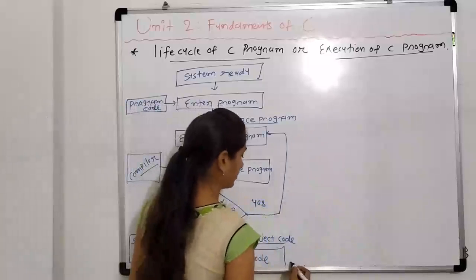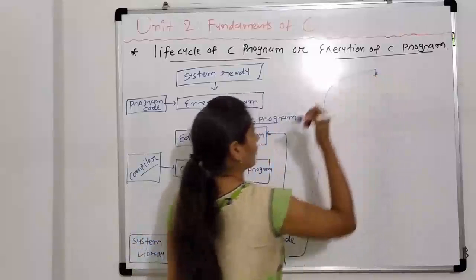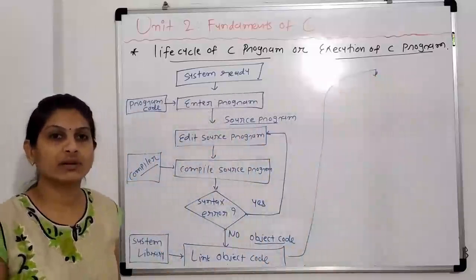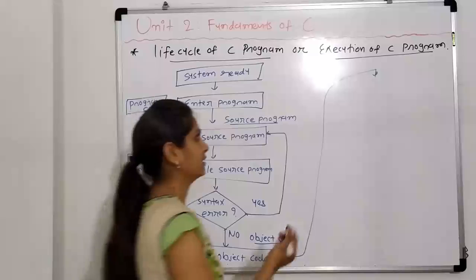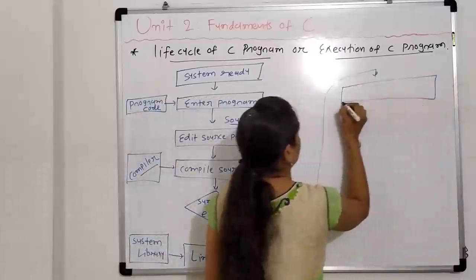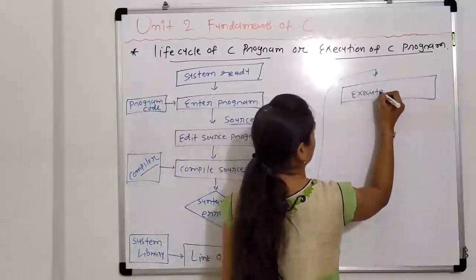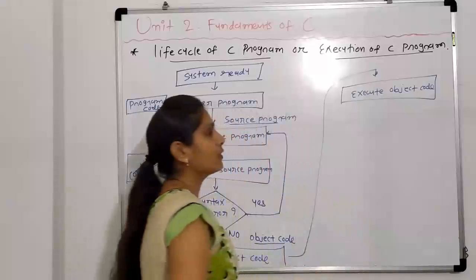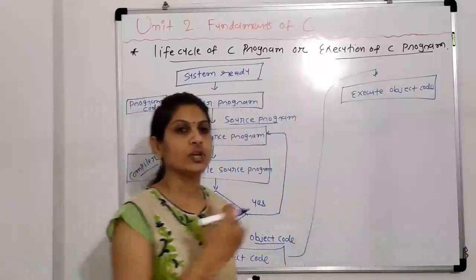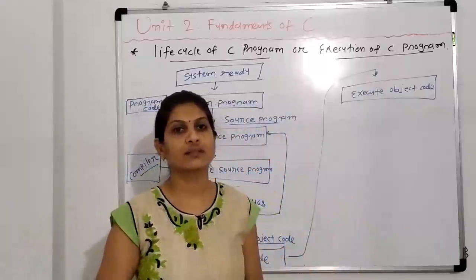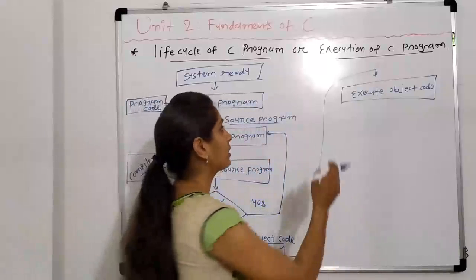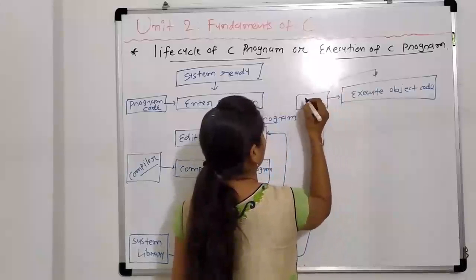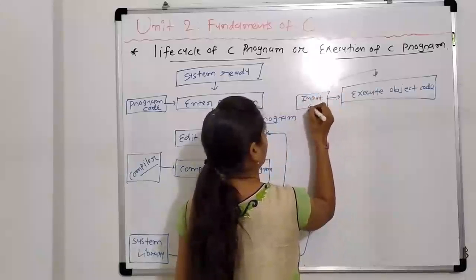After that, we continue. After the linking process, what do we have to do? Execute our program, that is Ctrl F9. So here, execute object code. Now to execute any program, we have to input something. Suppose addition of two numbers, then we have to input two values. So for execution of the program, we have to input data. So here input data is there.